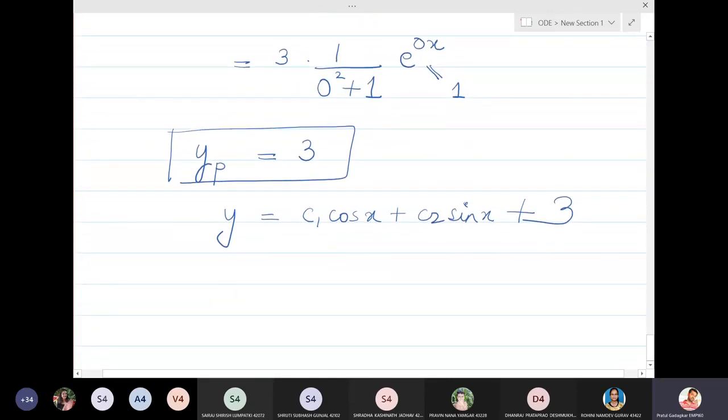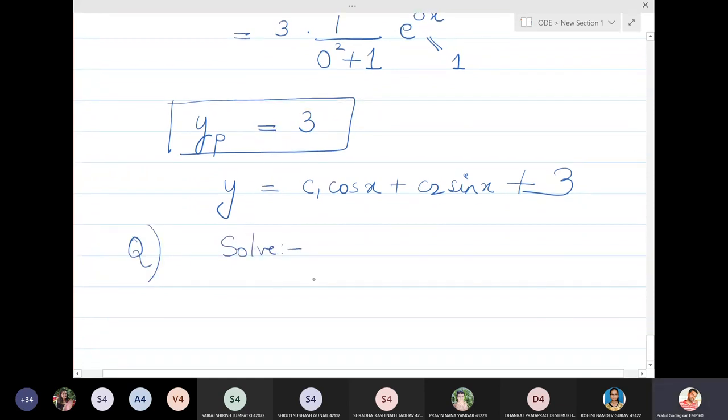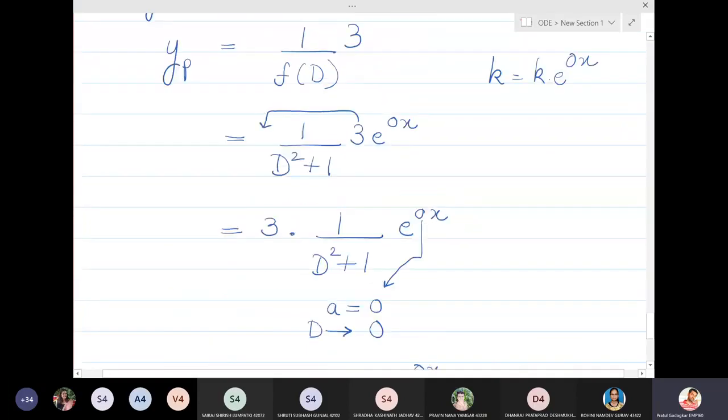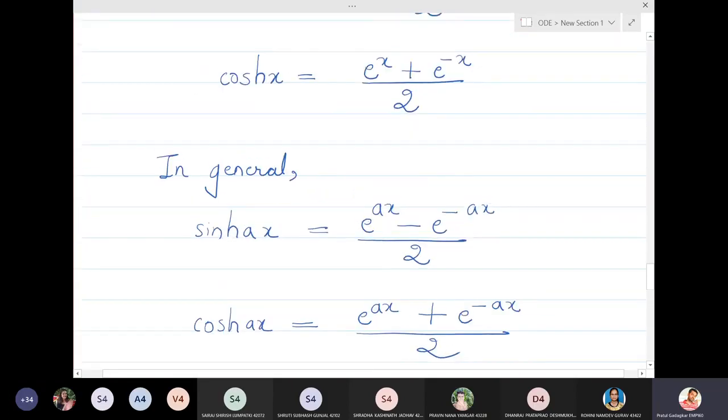Let me take one more example. d square plus 1 y equals 2 raised to x. Remember, it is not e raised to ax. The formula is only for e raised to ax. But I know that 2 raised to x can be written in the form of an exponential. Why? Because we have done that in the note. Where is our note gone?